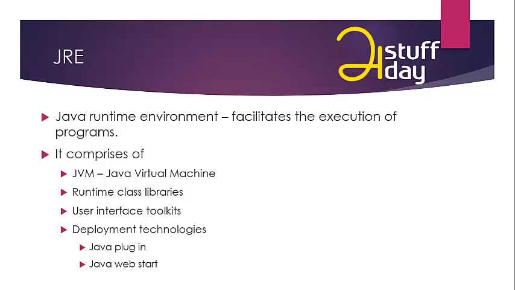Then runtime class libraries. These are a set of core class libraries that are required for the execution of Java programs. User interface toolkits. Some examples of user interface toolkits are AWT and Swing that support varied input methods for the users to interact with the application program. Then the deployment technologies. JRE comprises the following key deployment technologies: Java plugin and Java web start. Java plugin enables the execution of Java applets on the browser, and Java web start enables remote deployment of an application. With web start, users can launch an application directly from a web browser without going through the installation procedure.